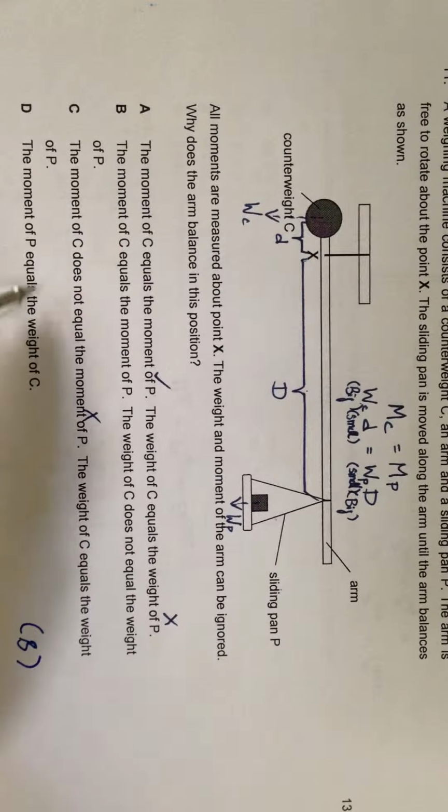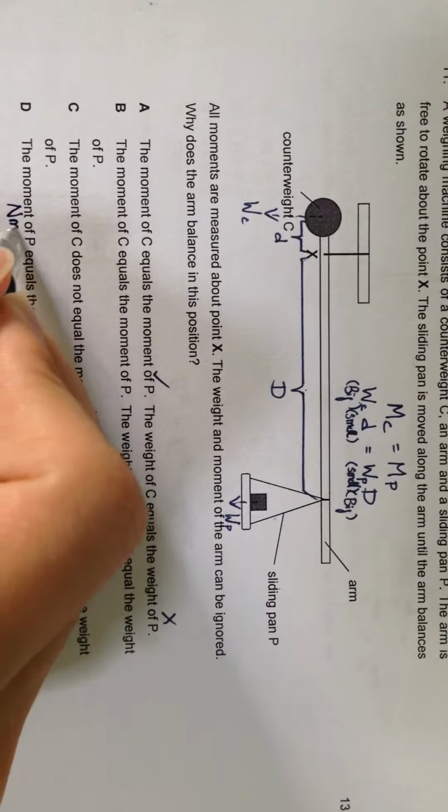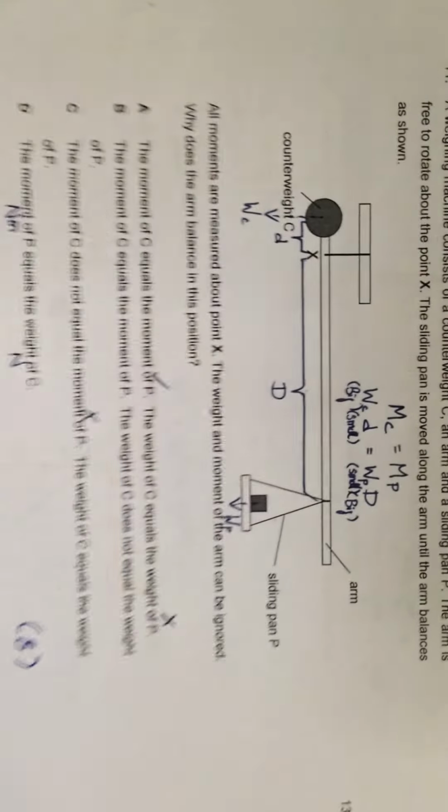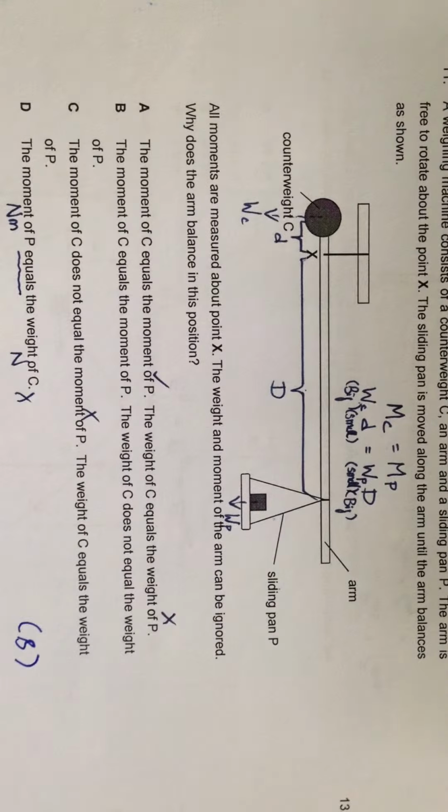Down here, the moment of P equals the weight of C. Now, moment of P is measured in Newton meter. The weight of C is in Newton. So when you say equal, you know that it is wrong. It is like saying that apple is equal to orange. It doesn't work that way.